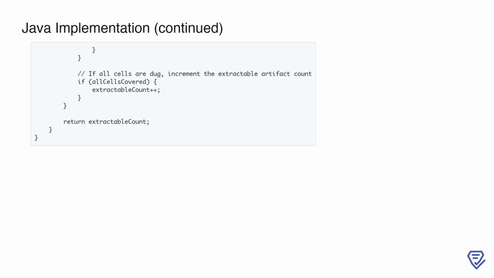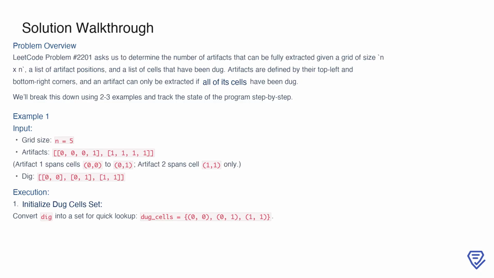Finally, after processing all artifacts, we return the extractable count as the result, which represents the total number of artifacts that can be fully extracted based on the given dig operations. This problem challenges us to determine how many artifacts can be fully extracted from a grid, given their positions and the cells that have been dug. Each artifact is defined by its top left and bottom right corners, and all the cells within those boundaries must be dug for the artifact to be considered extractable.